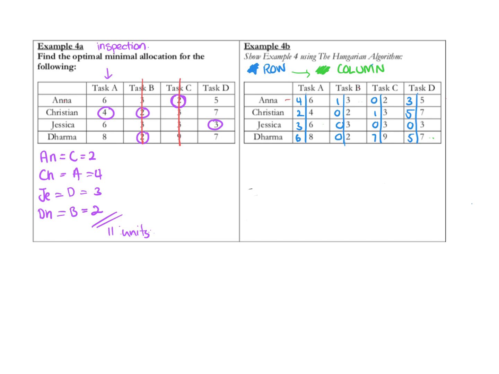So the next step is I'm going to do a column reduction. So I'm looking at the blue numbers and in that column the smallest is 2, this one's 0, this one's 0, and this one's 3. So on the right, I'm going to put what those numbers are. So 4 minus 2 is 2, 2 minus 2 is 0, 3 minus 2 is 1, and 6 minus 2 is 4. And then this one in the column won't change because if you minus 0 from anything, it stays the same. Same with the next one.